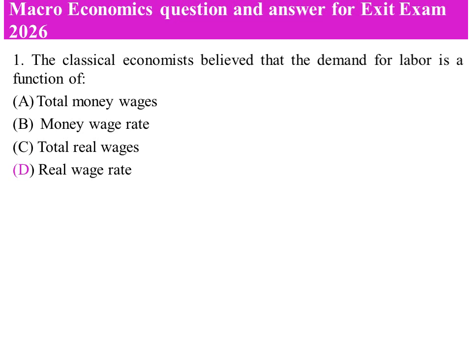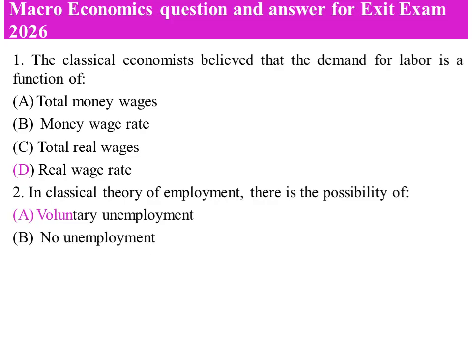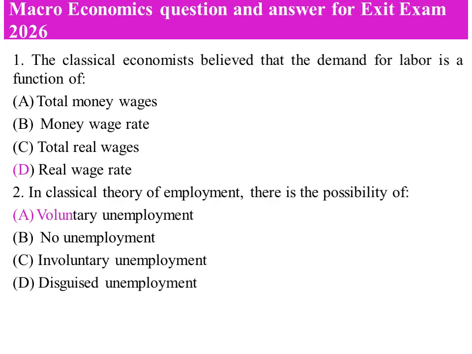The answer is D. In classical theory of employment, there is a possibility of A. Voluntary unemployment, B. No unemployment, C. Involuntary unemployment, D. Disguised unemployment. The answer under classical theory of employment is the possibility that voluntary unemployment occurs.